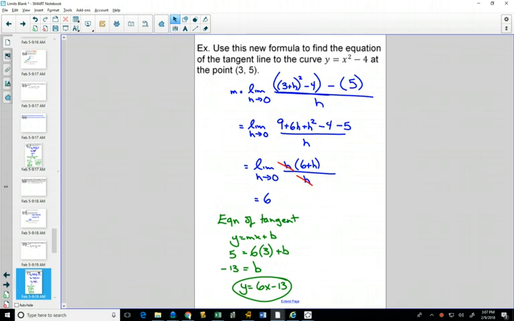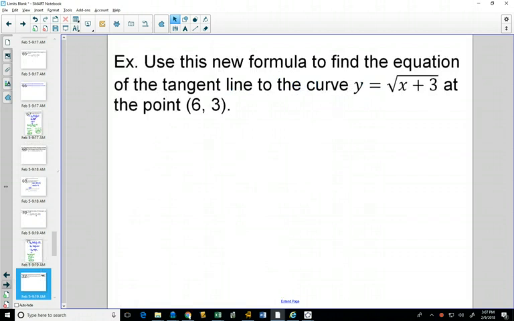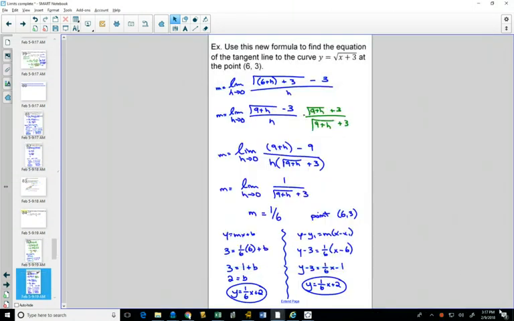Okay, try the next one, using the second formula. So this one, this idea of rationalizing the numerator comes back into play. This one's fun too, though.